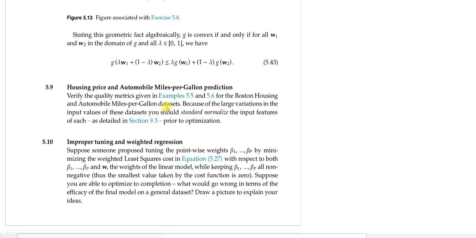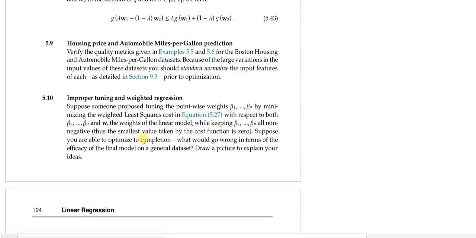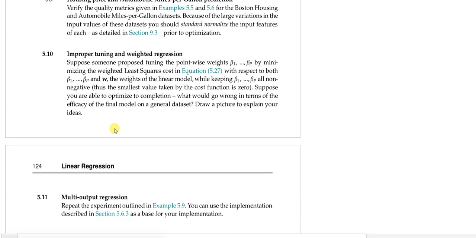Housing price and automobile miles per gallon prediction. So two data sets here, examples 5.5 and 5.6, Boston housing and the automobile miles per gallon data set. Because of the large variations in the input values, for these data sets you should standard normalize the input features. About this you may study in section 9.3, prior to the optimization. Improper tuning and weighted regression, 5.10.